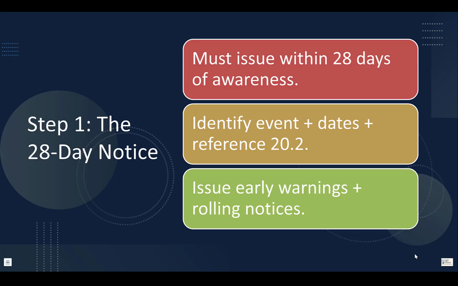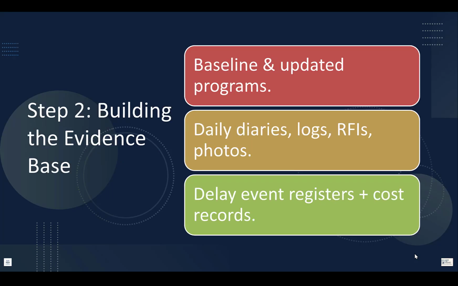Common awareness triggers. Examples: drawings due date passed, approval date missed, site access not provided, authority and OC delayed, employer change instruction affects logic, for example. Best practices according to the SCL protocol: issue early warning notifications alongside formal notices. Okay? Step number 2, building the evidence base.